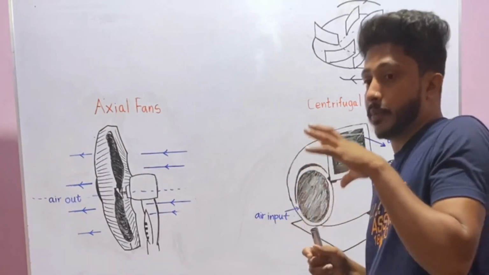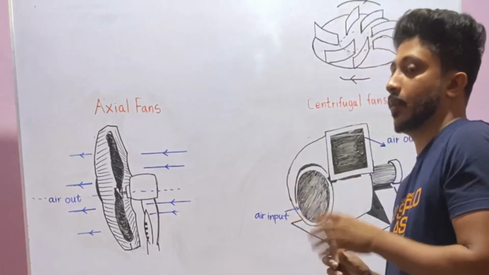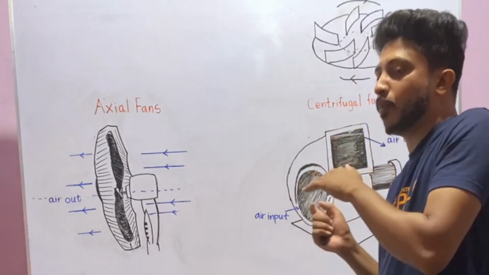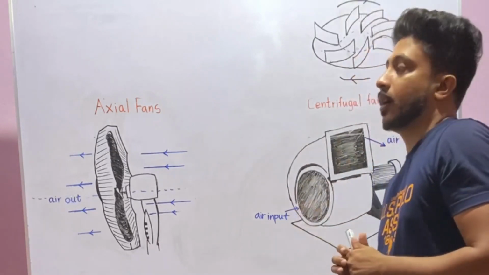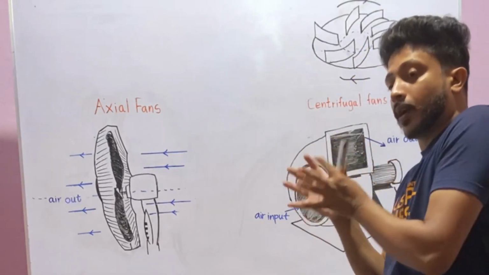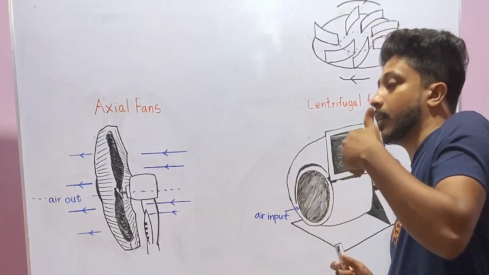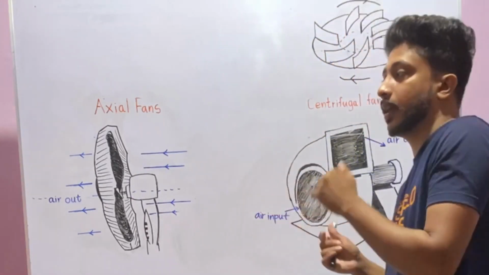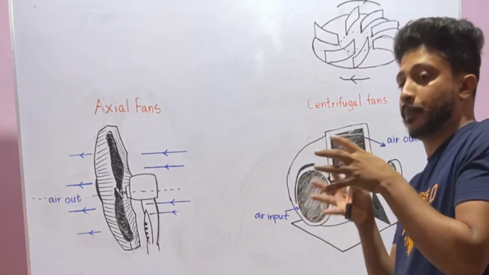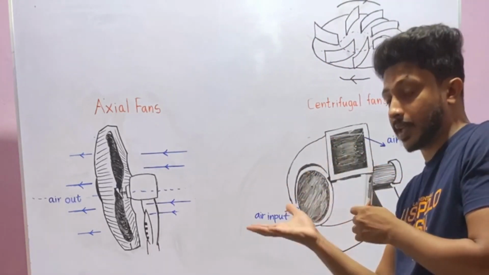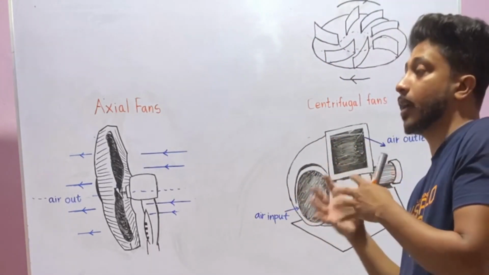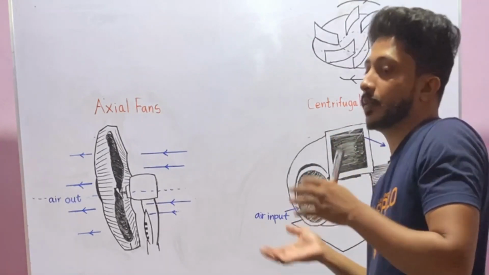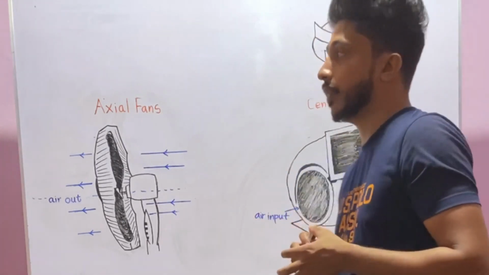Then the difference between blowers and fans: fans have much less pressure compared to the blowers, so their velocity is high compared to the blowers. Blowers have more pressure at the delivery end than fans, and they have less velocity than fans.